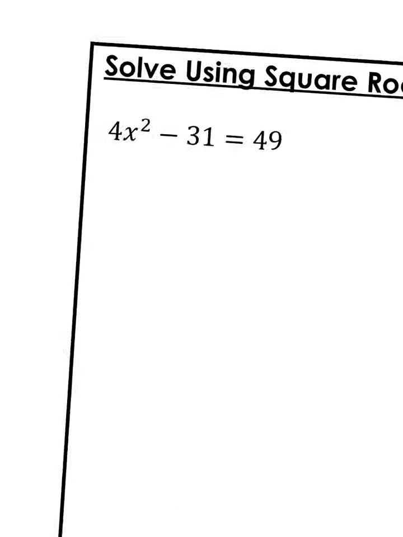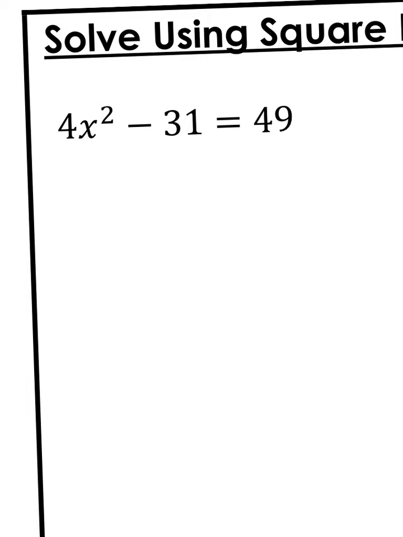Okay, let's solve using square roots. Solving using square roots means you're going to square root stuff. So what you're going to do is get x squared by itself. I don't know why I wrote plus 32. I'm going to do plus 31.